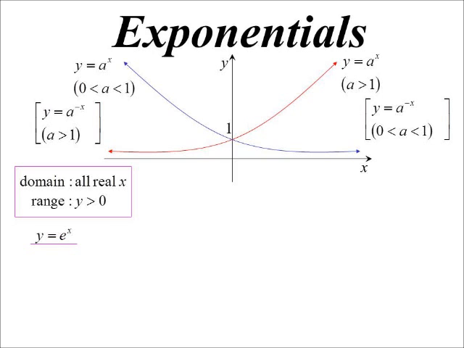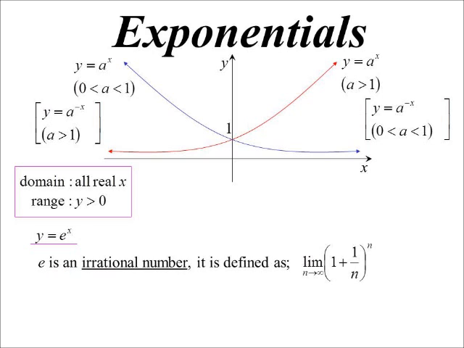So we're more interested in the natural base. e lines up with the natural logarithm that we looked at. So e to the power of x. e is another irrational number. It's much like pi, it goes on forever. You can't write it exactly as a fraction. We don't know what it is exactly. But it is defined as this: the limit as n approaches infinity of 1 plus 1 on n, all to the power of n.